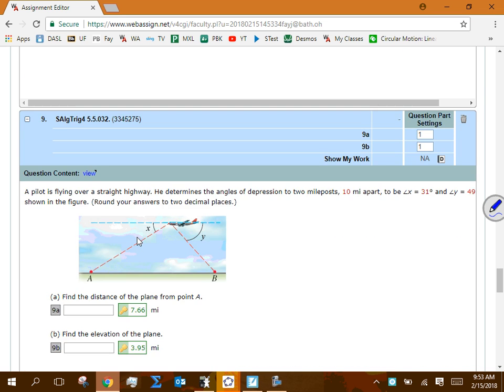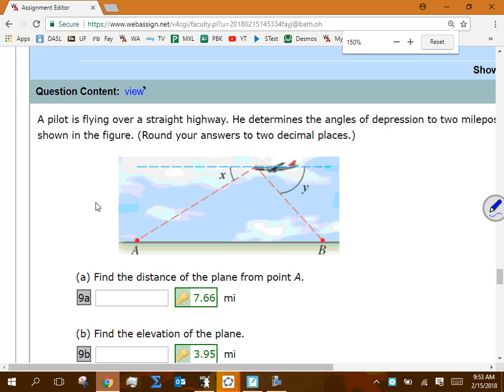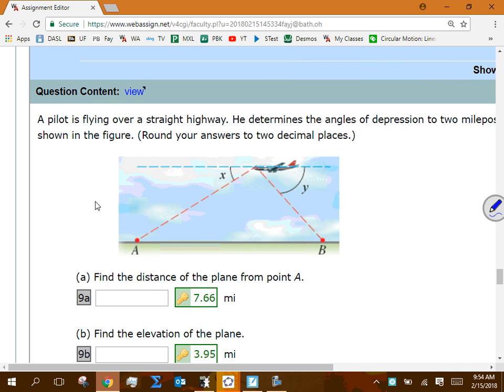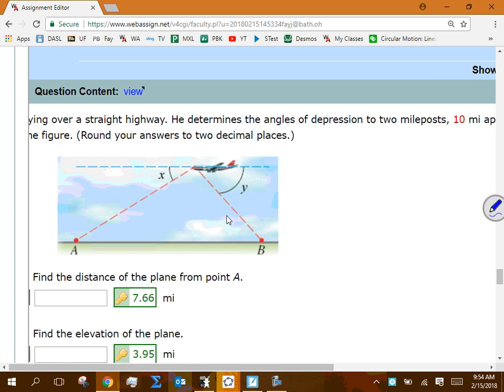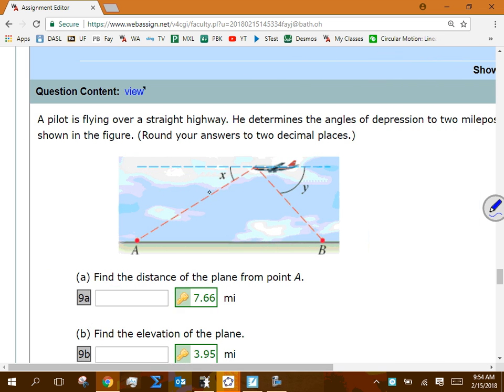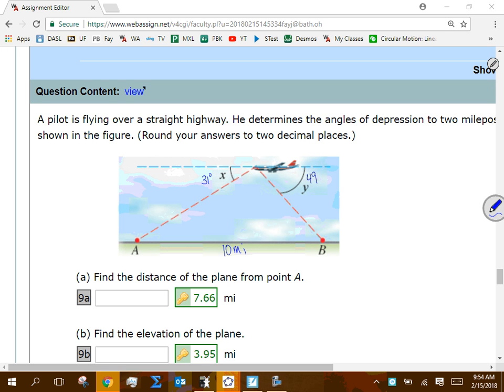All right, there's a question about this airplane, right? It says the two mile posts are 10 miles apart. So A to B is 10 miles, right? We also say 31 and 49. So they say this angle here is 31 degrees. This one's 49 degrees, right? A to B is 10 miles.